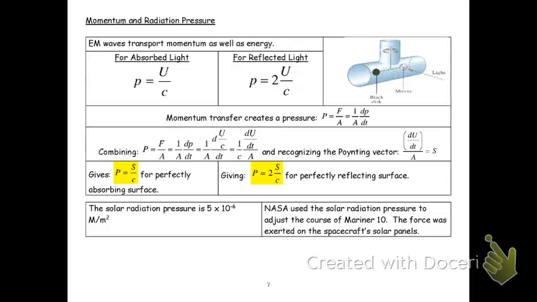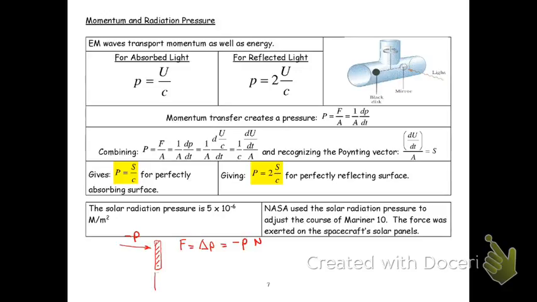So if I have an absorbing surface, then the photon comes like this. That's minus p because it's going in the negative direction. But it never comes back. So force, which equals my change in momentum, is equal to minus p newtons.